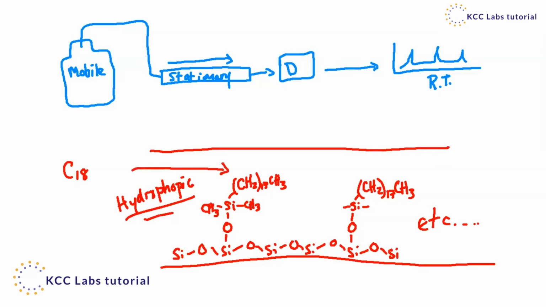And depending on how strongly they adhere to it, that is what determines how quickly they will come off of the column, which relates to retention time. So for something like a C18, you're dealing with a highly nonpolar column, so nonpolar analytes are going to be retained longer. They're going to stay on the column longer before they get pushed off onto the detector.